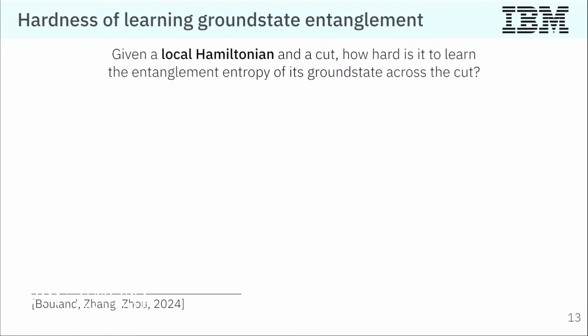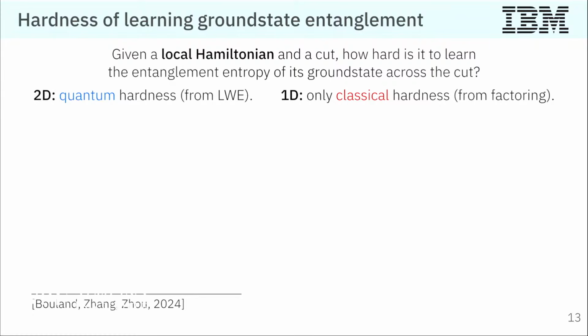Okay, and then to circle back to what John asked in the beginning, one application that was considered in this paper by Bouland, Zhang, and Zhu is, suppose you're given the description of a local Hamiltonian and maybe also a cut across the qubits. And you want to ask how big or small is the entanglement entropy of the ground state of this Hamiltonian across that cut? So what they showed in their paper is that for 2D local Hamiltonians, this problem is at least as hard as something called learning with errors, which is a problem that we believe is hard even for quantum computers to solve.